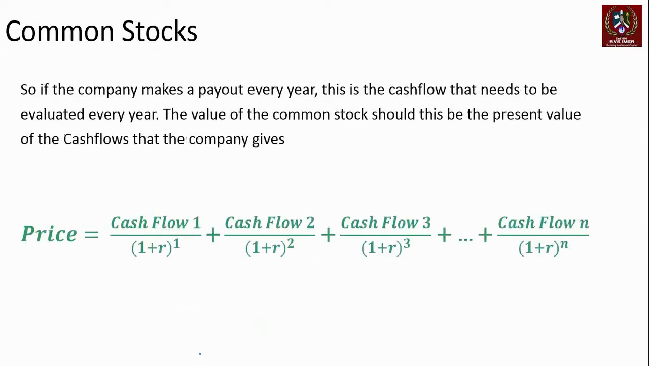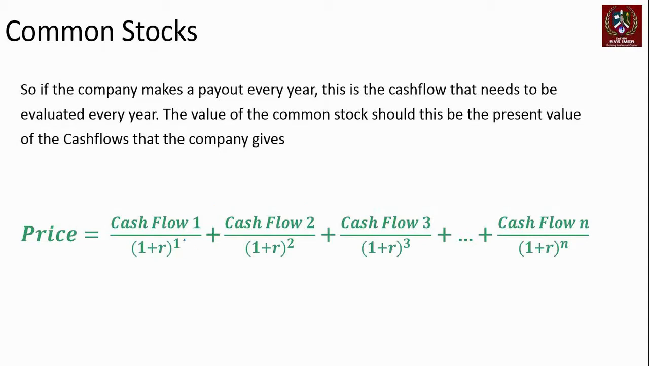So practically speaking, if the company makes a payout every year, this is the cash flow that needs to be evaluated every year that will accrue to the shareholder, right? The value of the common stock should thus be the present value of the cash flows that the company gives for its period of existence. Let's say it exists for n years. Every year the company might give out some cash flow.